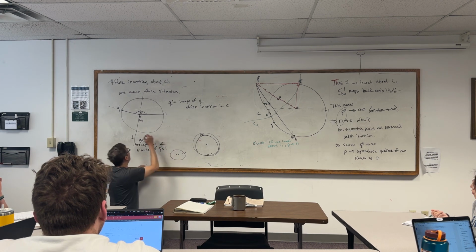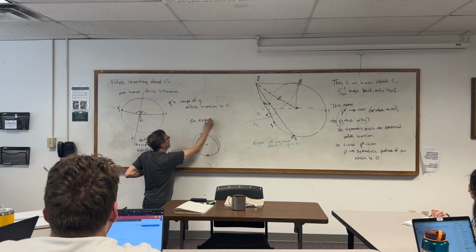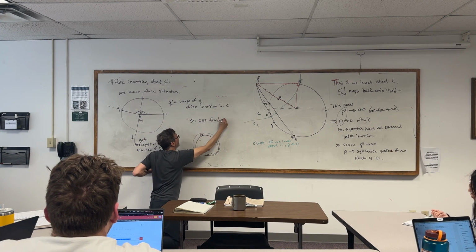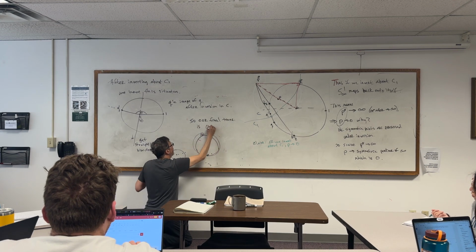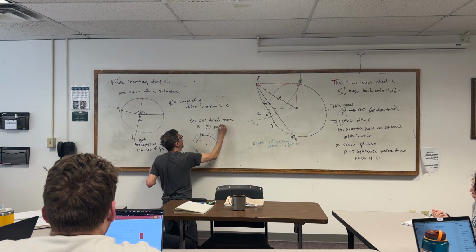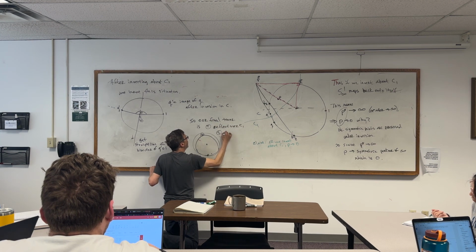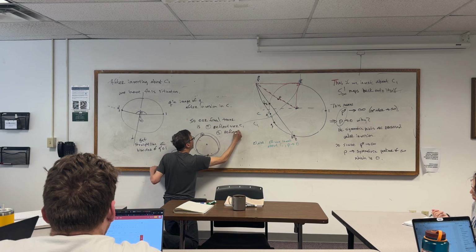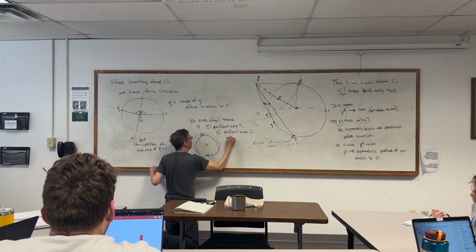So that's C2. We'll call it L. So our final transformation is step 1, reflect over C1, and then step 2, reflect over this L. And reflect is just invert.